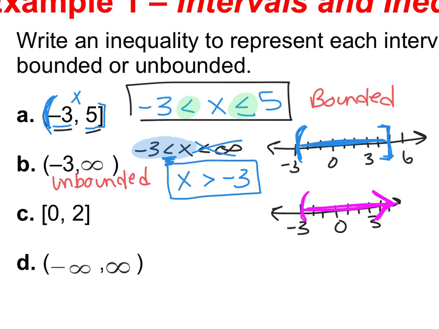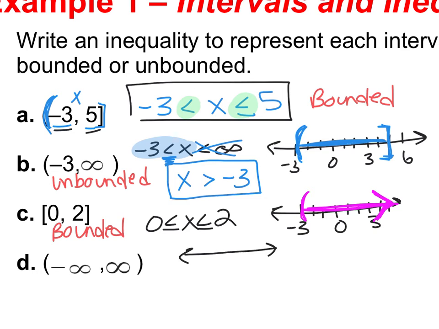All right, our next example does not have an infinity, so it is bounded between 0 and 2. So this is saying 0, it has a bracket, so less than or equal to x. Again, another bracket, less than or equal to 2. And if we graph this one, we're going to go between 0 and 2. We're going to have a bracket on each one, and we're going to shade in between.